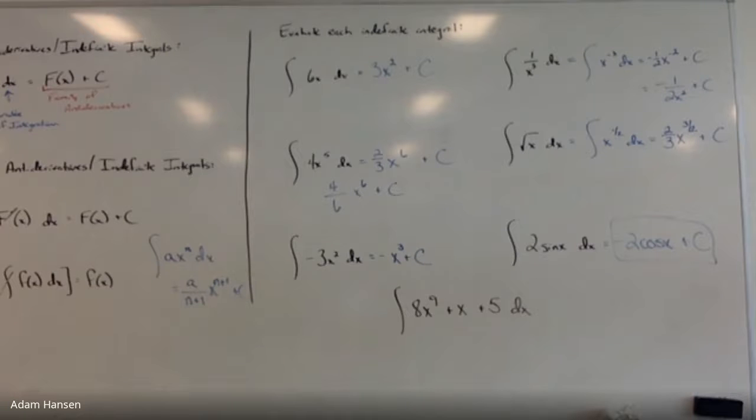Take the integral of 8x to the 9th, take the integral of x, take the integral of 5, and put it all together.